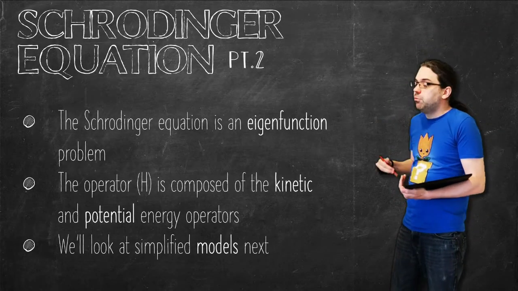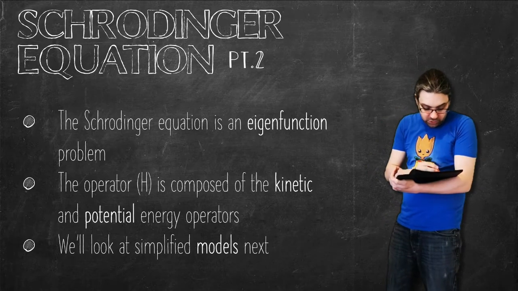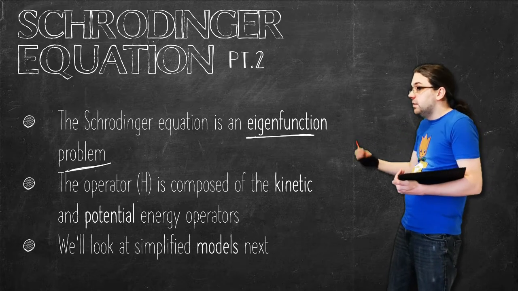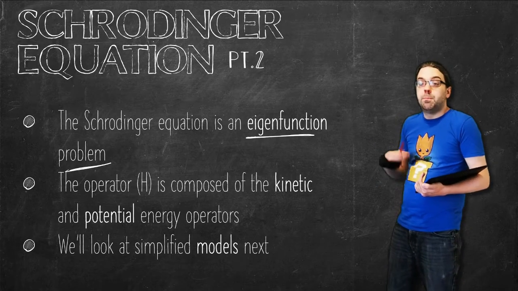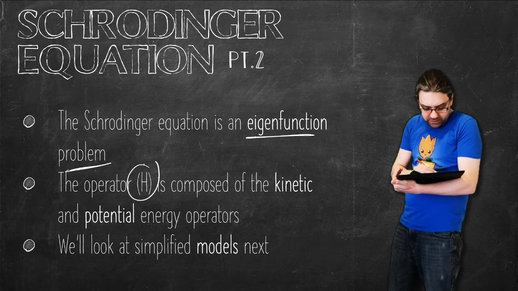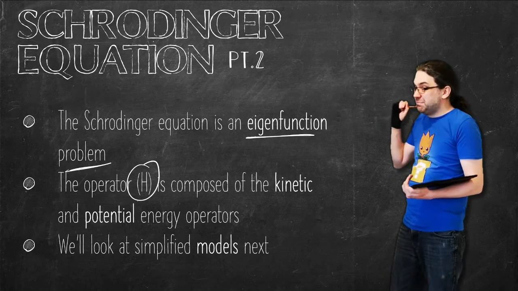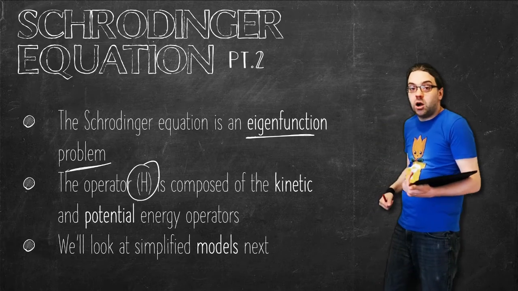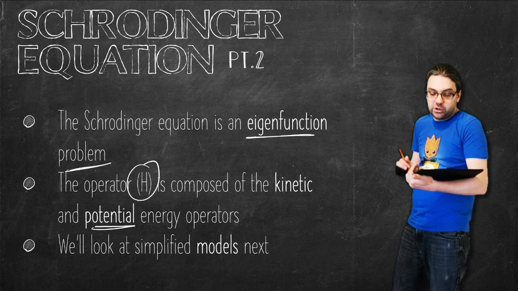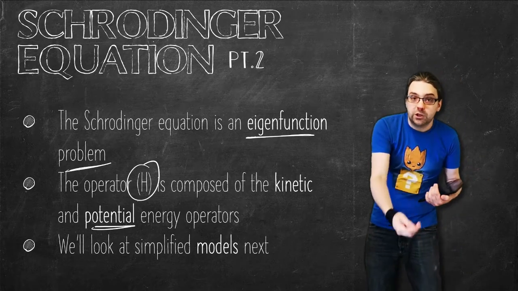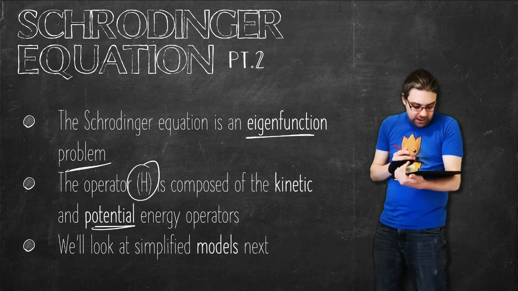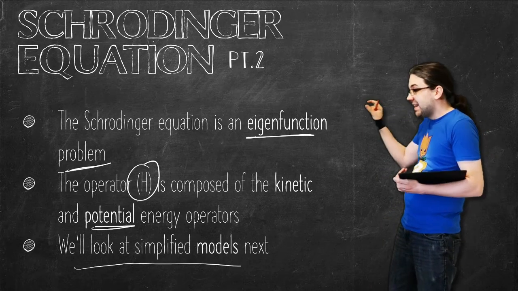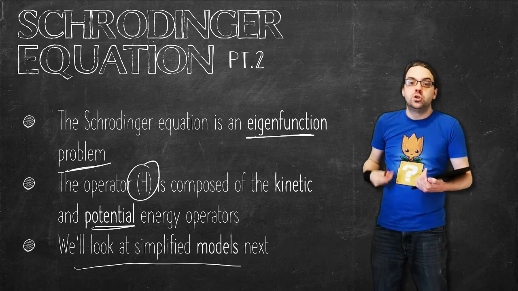So, to recap before we get onto the maths, the Schrödinger equation is an eigenfunction problem. It takes in the quantum state and spits out the quantum state multiplied by the operator. And that operator H is composed of kinetic and potential energy. Kinetic energy being associated with movement, it's half mv squared, and potential energy is a function of configuration or an arrangement. And then what we're going to look at next are some simplified models. We are going to take those operators and apply them to a quantum state.